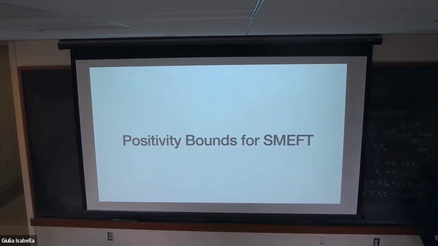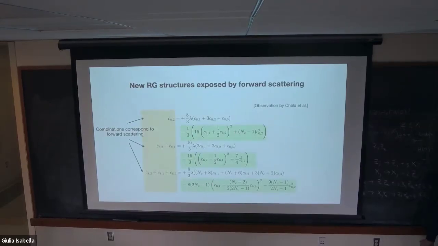Sorry, just to understand the notation. This is like the beta function for the coefficient? Correct. So this multiplies a log. It's the coefficient of the log. Yeah, exactly. Okay, I just wanted to make sure I understand. And you suppress the factor of 16 pi squared.